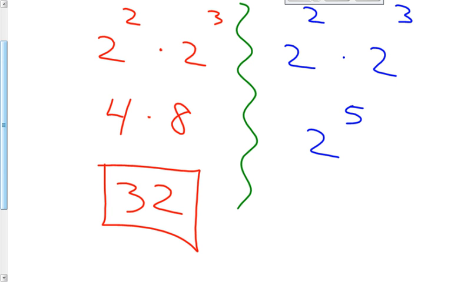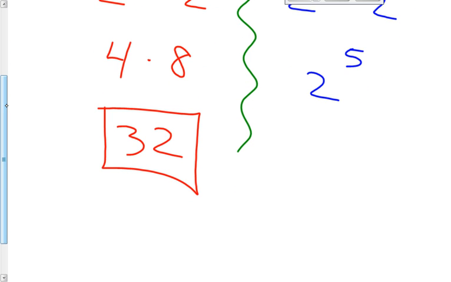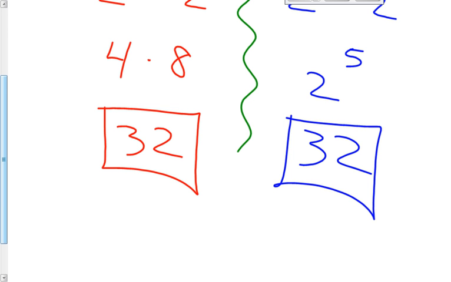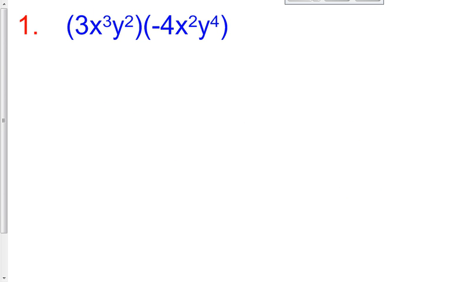2 plus 3 is 5. And if you go in your calculator and you raise 2 to the 5th, or just do it in your head, 2 times 2 times 2 times 2 times 2, that number is 32. So this is beneficial when we have variables with exponents on them.